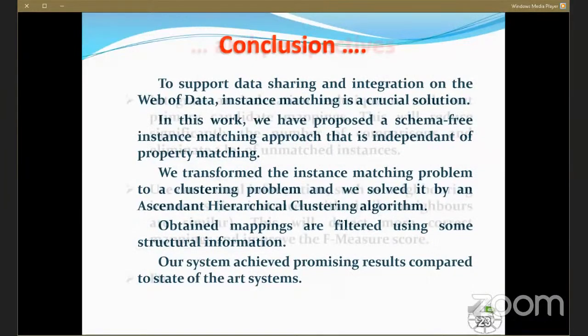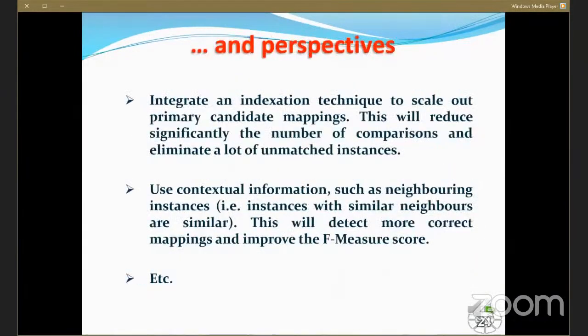Our contribution is not complete, and it may be enhanced by other perspectives, such as integrating an indexation technique to scale out primary candidate mappings. This will reduce significantly the number of comparisons and eliminate a lot of unmatched instances. Use contextual information, such as neighboring instances, where instances with similar neighbors are similar. This will detect more correct mappings and improve the F-measure score, etc.